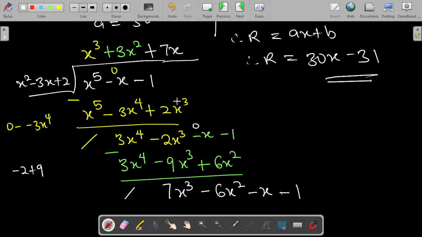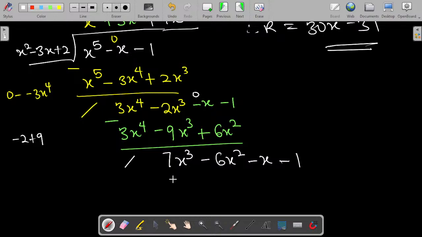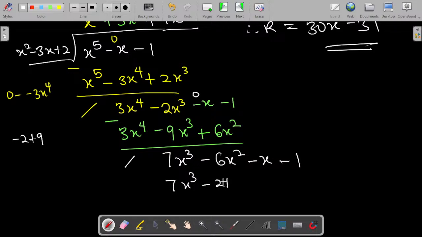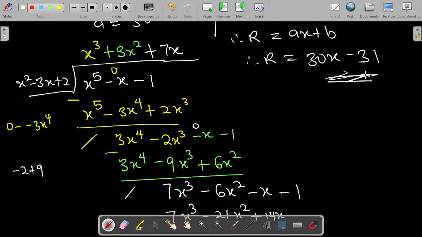Okay, so let's go back. 7x times x raised to power 2, that's going to be 7x raised to power 3. And then again 7x times minus 3x. 7 times minus 3 will be minus 21. Minus 21. Then x times x is going to be x squared. And then 7x times 2 is going to be plus 14x. Remember, we are trying to check if the remainder is going to be the same.